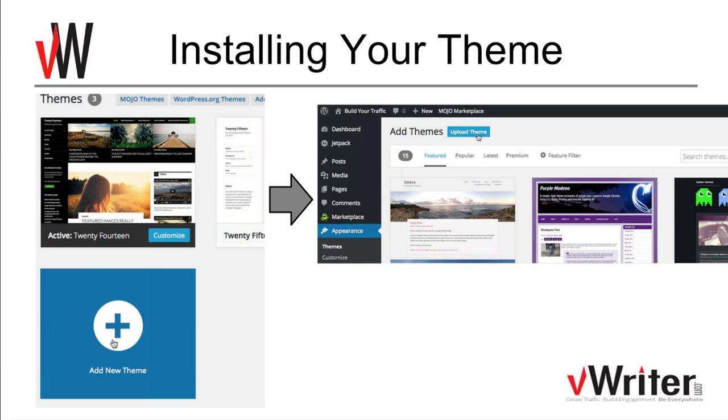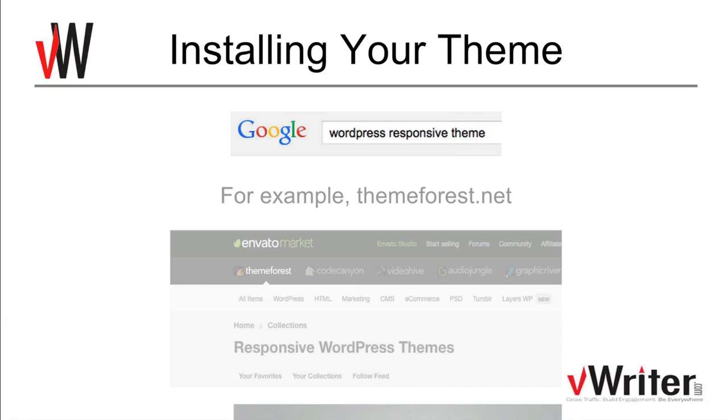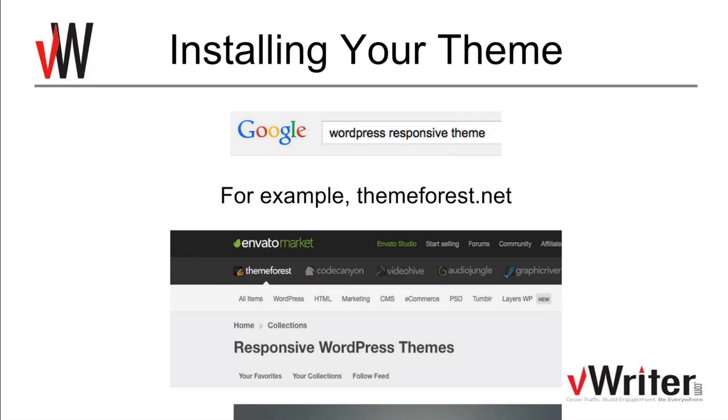So to search for other themes available, just look for WordPress responsive themes. A really good website I use every so often is themeforest.net. They have a lot of really high quality responsive themes. There are a lot of other theme websites as well selling WordPress themes, so just have a look around, have a look on various forums as well for different recommendations.